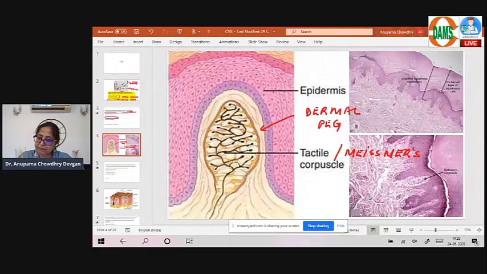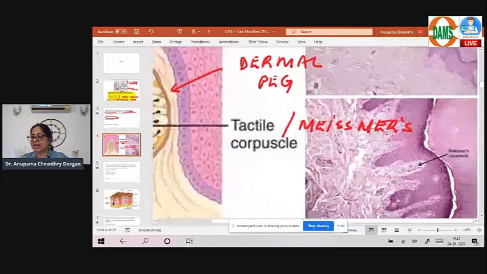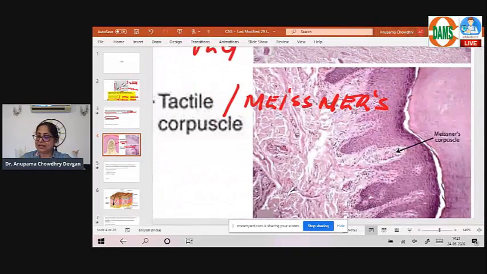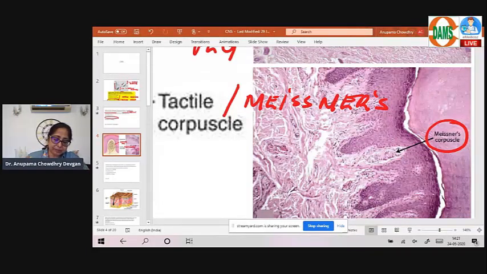Now, this was a schematic diagram, but I can show you a slide as well. This is a dermal peg here, and present within the dermal peg is a Meissner's corpuscle. It's an elongated and encapsulated receptor, which is much more numerous in glabrous skin, but also present in hairy skin.